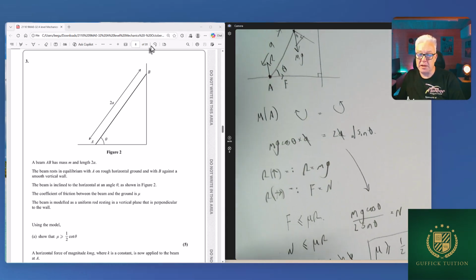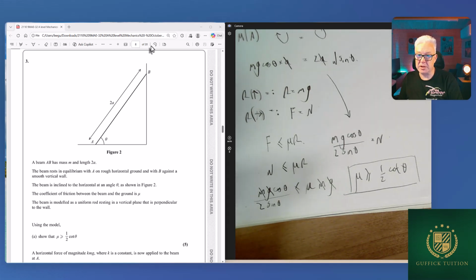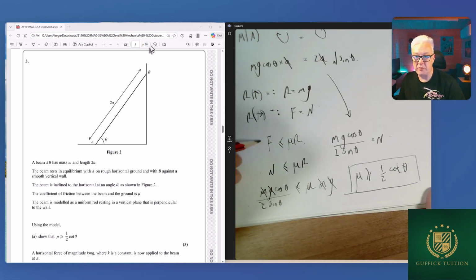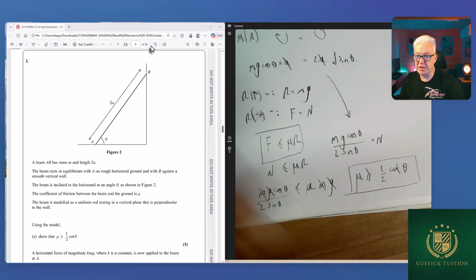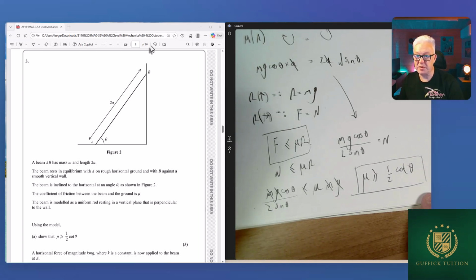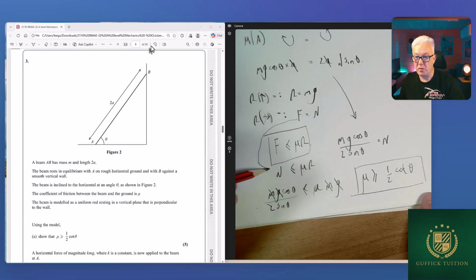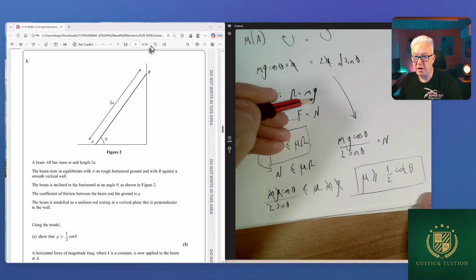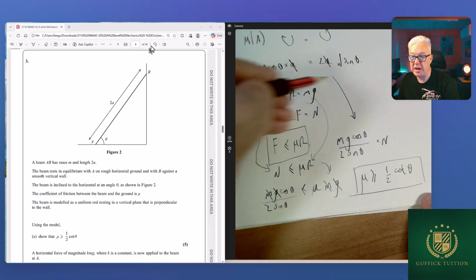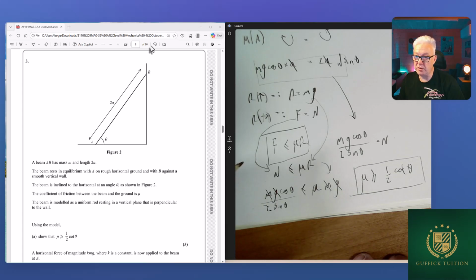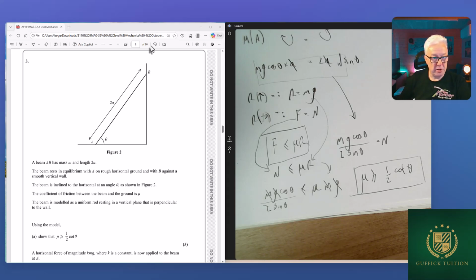So we basically took moments, we resolved vertically, we resolved horizontally, we wrote down our equation, f is less than or equal to mu r, and we just subbed in all of the various components. We subbed in the fact that f was n, we subbed in the fact that r was mg, we rearranged this equation up here to get our expression for what n was as well. And then we ended up with mu is greater than or equal to a half cot theta. Right, what happens now?